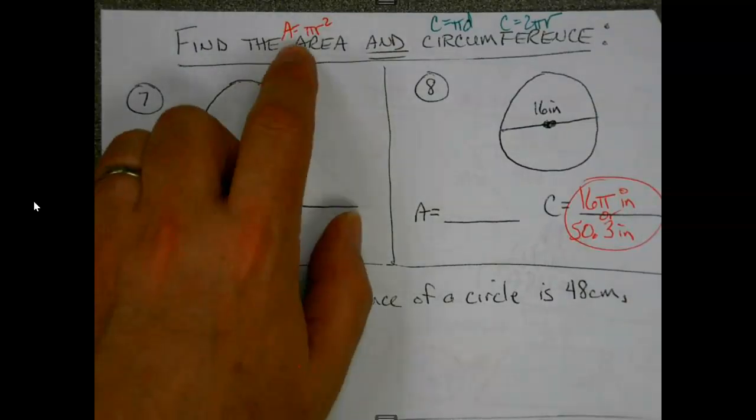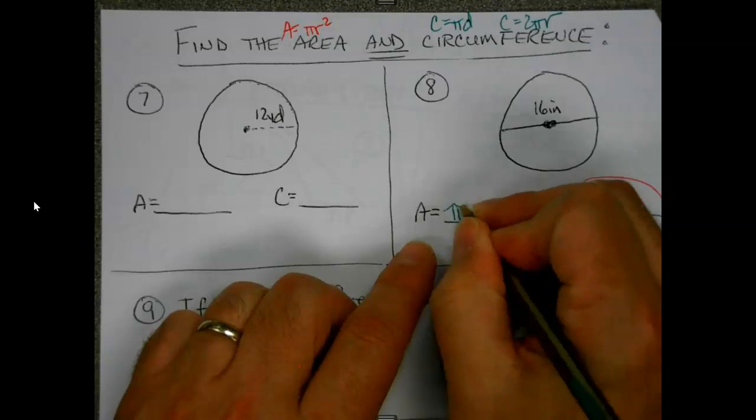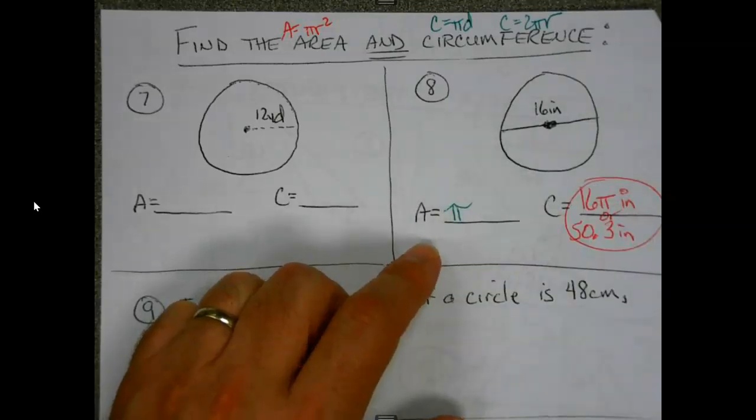Okay, area, pi r squared. I'm like, okay, so pi, oh, that's not a radius.